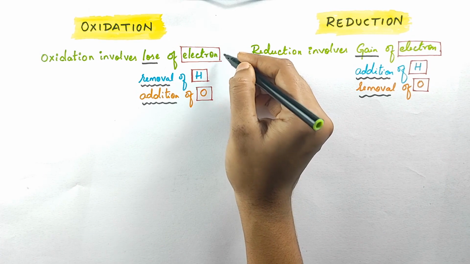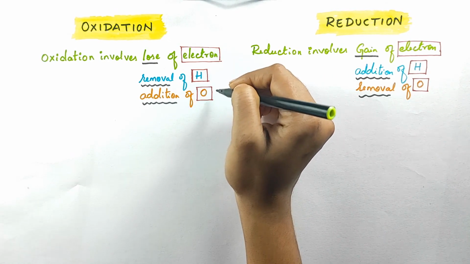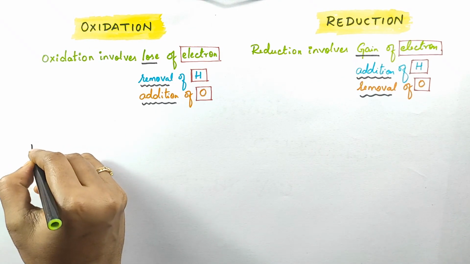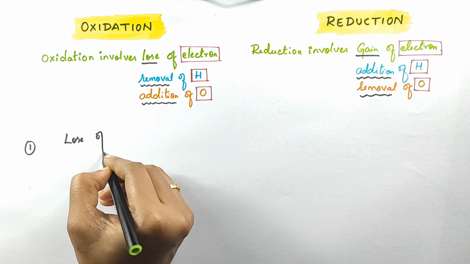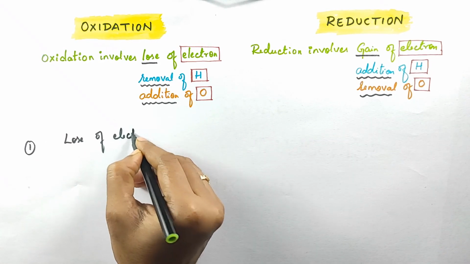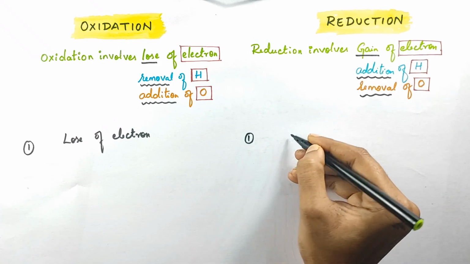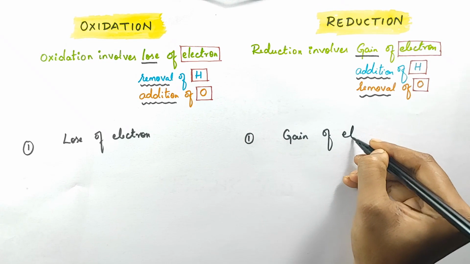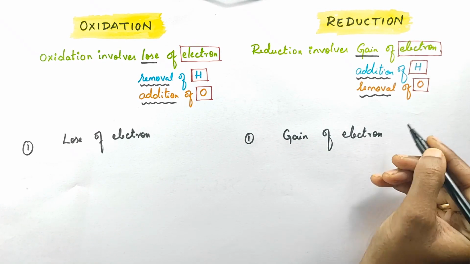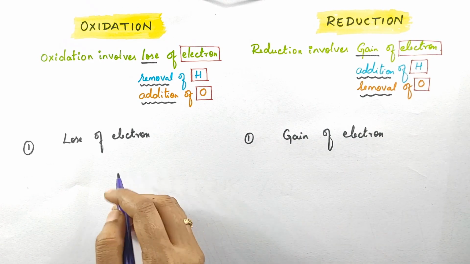Let us know in detail about the definitions of these three concepts. The first one is loss of electron. Loss of electron in oxidation, and in reduction, gain of electron. Let me take an example for this.